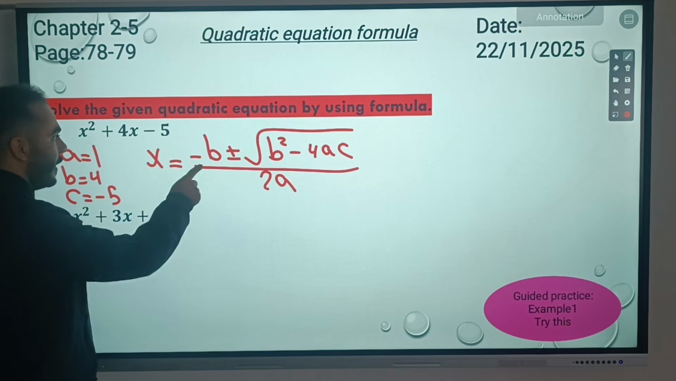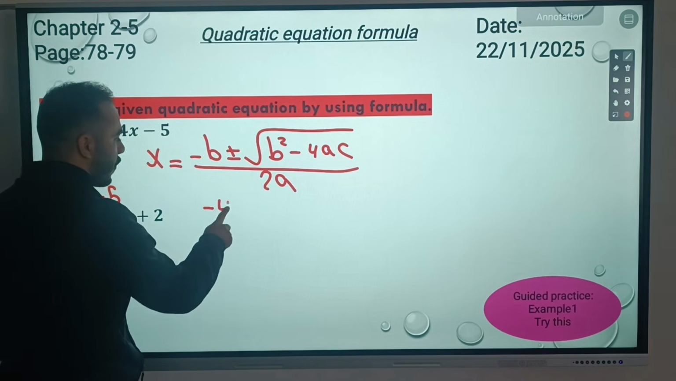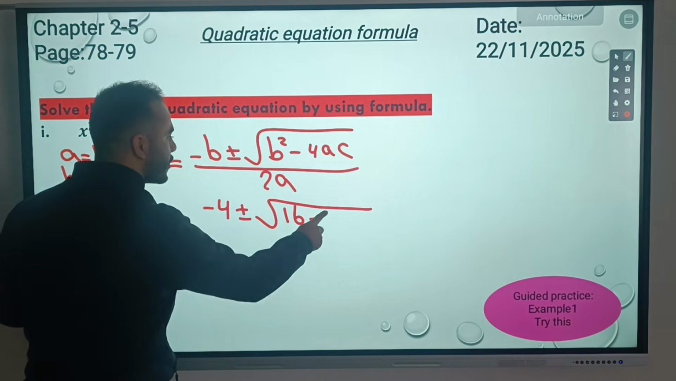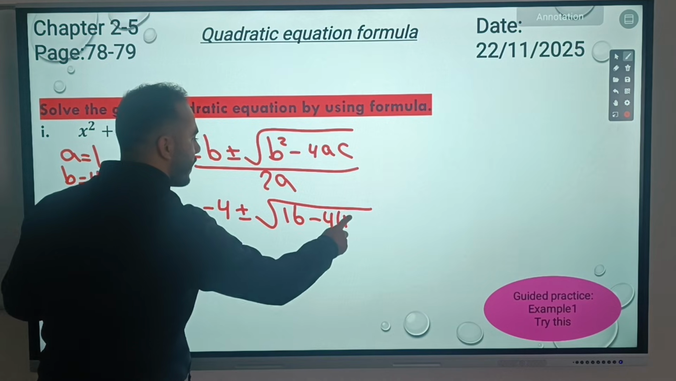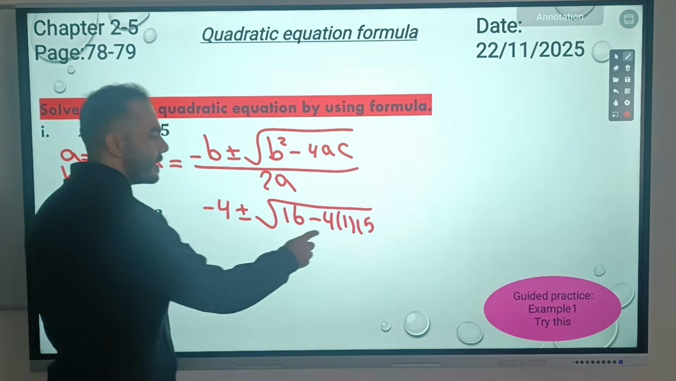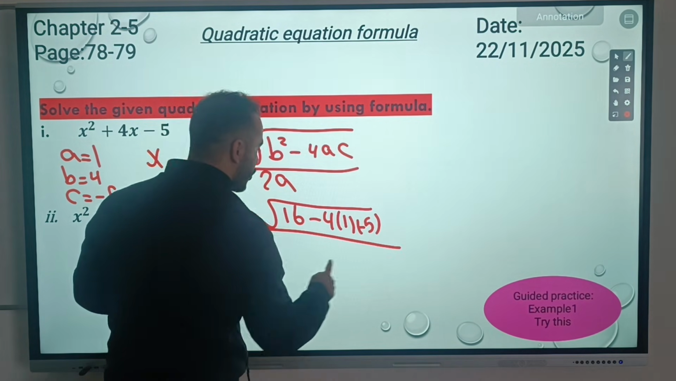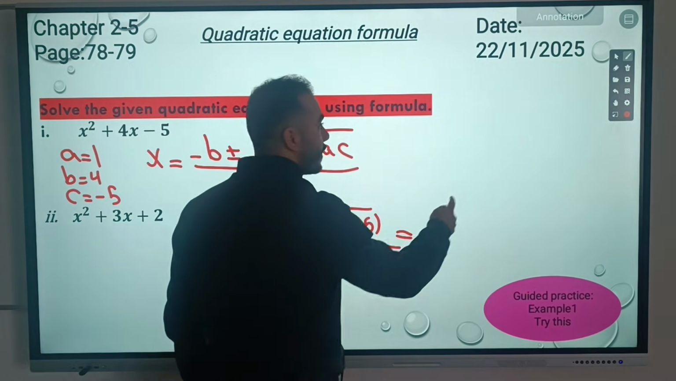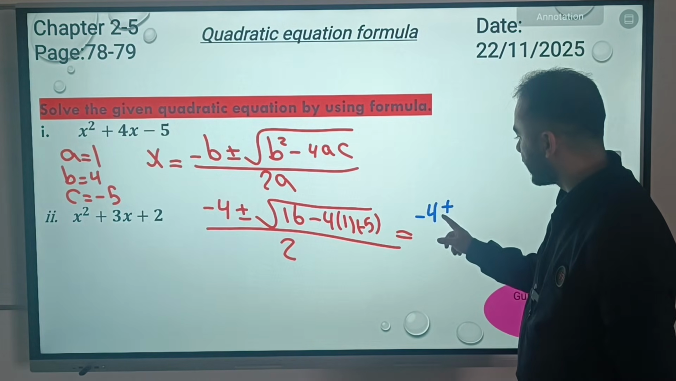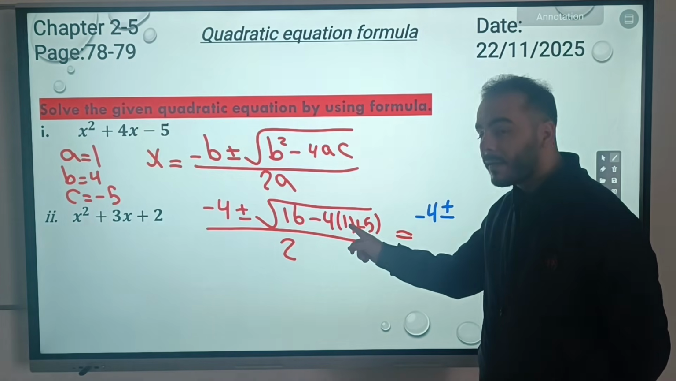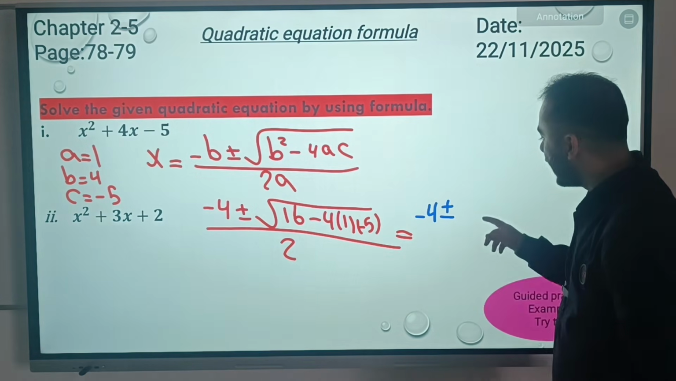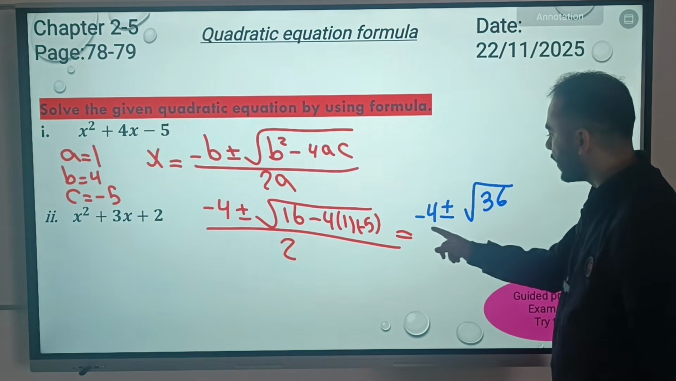So instead of b, I have got 4, so negative 4 plus minus, b squared is again 4 powered by 2, 16, minus 4 times 1 times negative 5. Be careful. C is negative 5, so negative. Alright, over 2 times 1, 2. So basically we are going to have negative 4 plus minus. Negative 4 times 1, negative 4, times negative 5, positive 20. 20 plus 16, well, it's going to give us square root of 36 over 2.